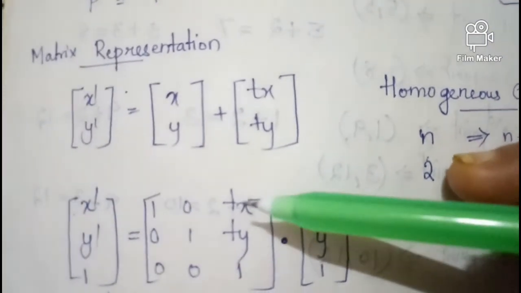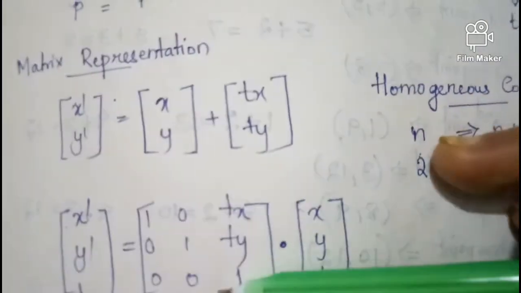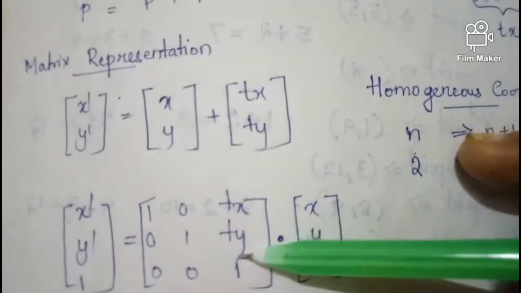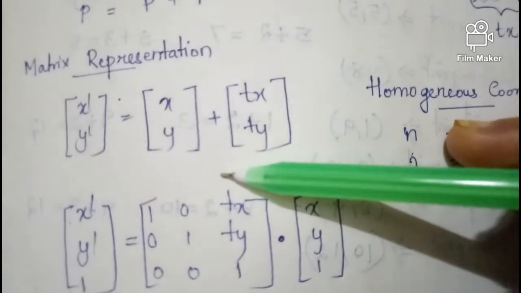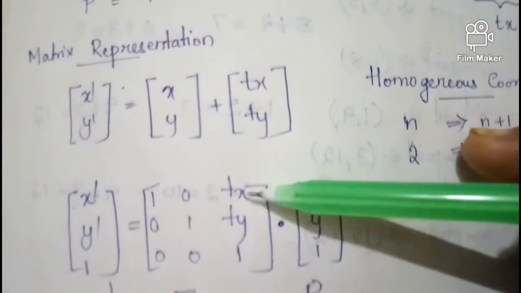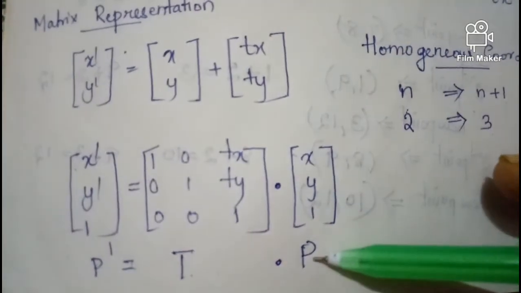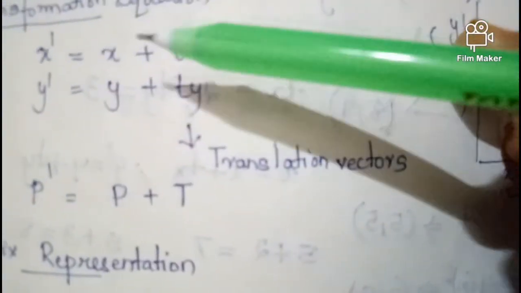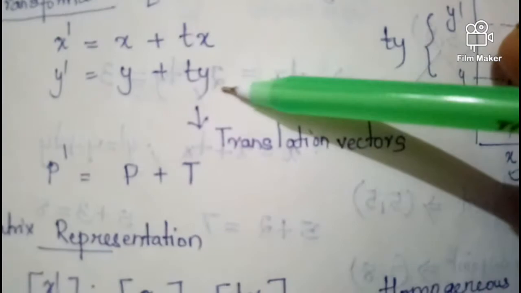Let us now see how it works. You have to write the translation matrix in such a way that when you multiply these 2 matrices, that is, the translation matrix T and point P, the result should be the same as x dash equals x plus tx and y dash equals y plus ty.